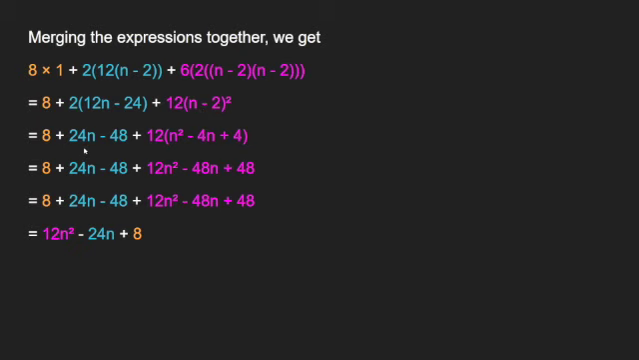And that's 8 plus 24n minus 48 plus 12 times (n squared minus 4n plus 4). If we distribute the 12 in, we get 8 plus 24n minus 48 plus 12n squared minus 48n plus 48. And then merging the terms, the 48s cancel each other, and we get 12n squared minus 24n plus 8.